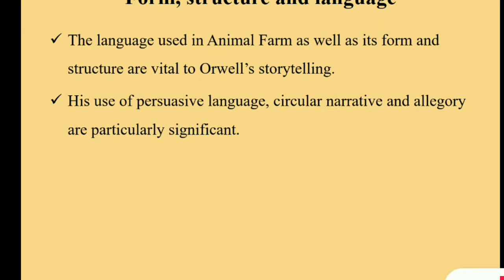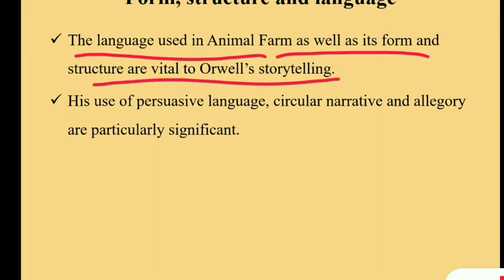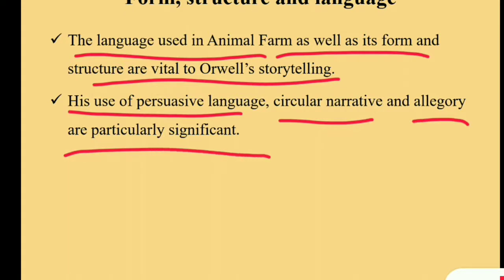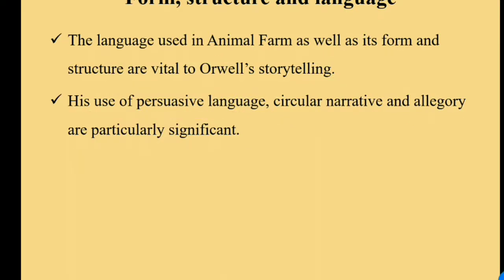Okay, till now we have discussed all the characters in the story. Now we will discuss form, structure and language of the story. Then we will move ahead. The language used in Animal Farm as well as its form and structure are vital to Orwell's storytelling. His use of persuasive language, circular narrative and allegory are particularly significant. In storytelling, all these qualities have to be woven into the story. That is what Orwell did.